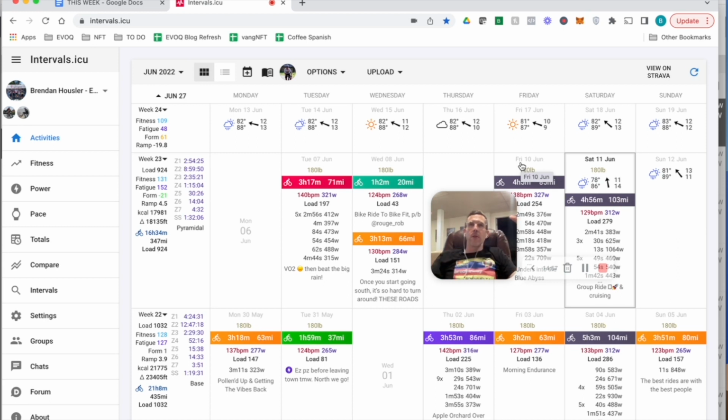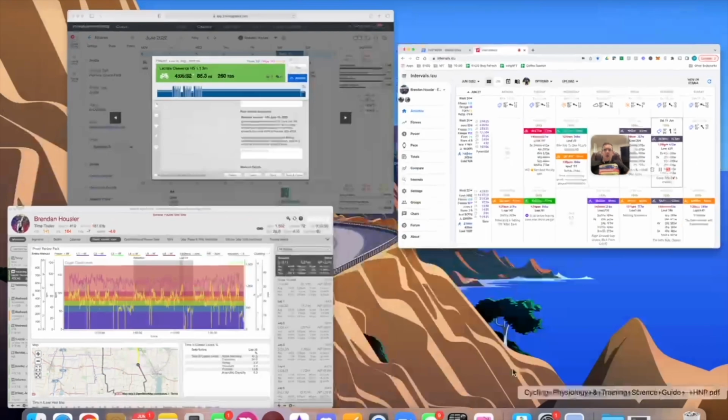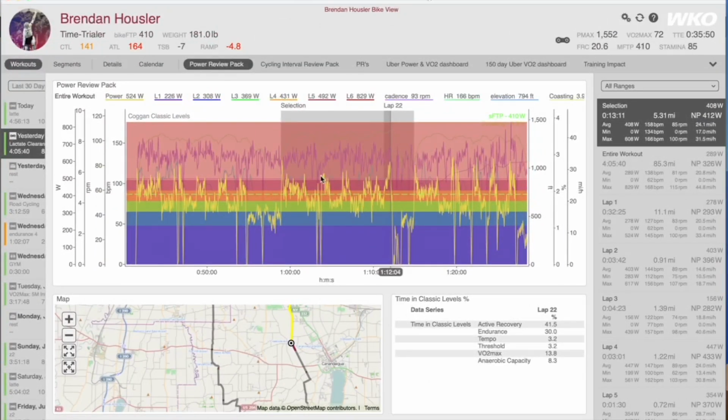And there's a whole other thing, the energy system issue is the biggest problem. When you're working on fat burning, you do not want to be activating your glycolytic system. So I think overall, this is good.